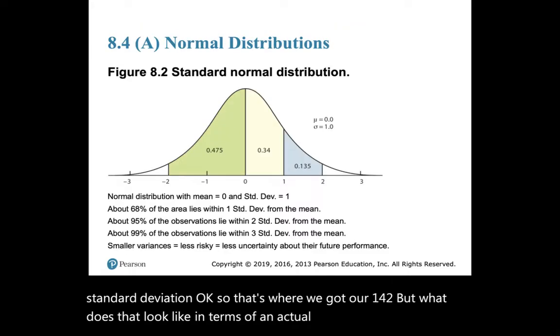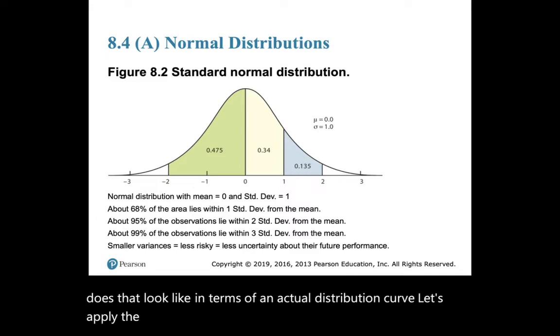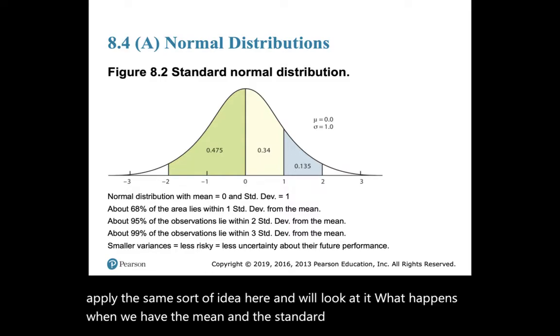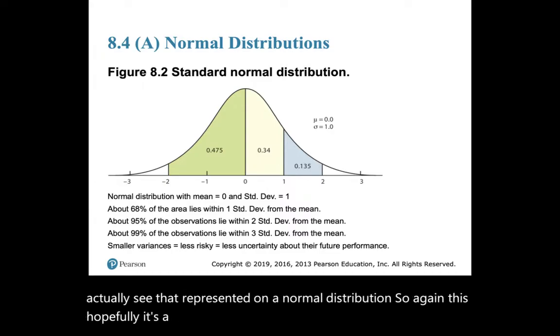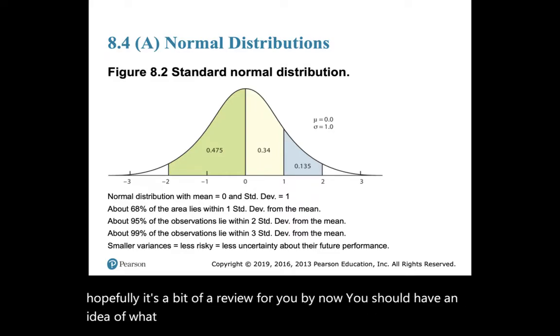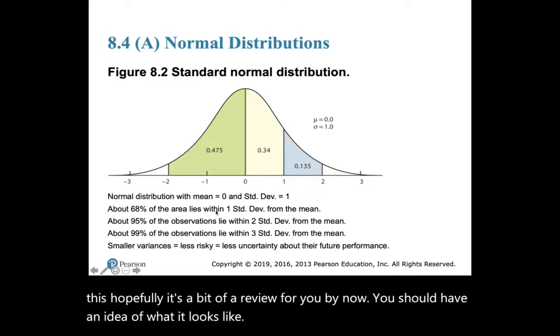Well, let's apply the same sort of idea here. What happens when we have the mean and the standard deviation? How can we actually see that represented on a normal distribution? So again, this hopefully is a bit of a review for you. By now you should have an idea of what a normal distribution curve looks like. Okay, so just a little review.